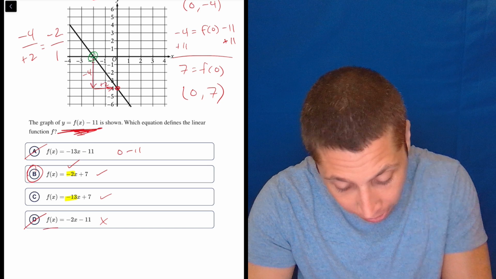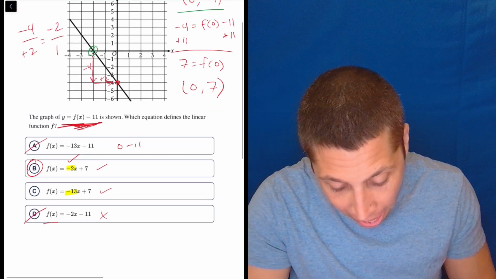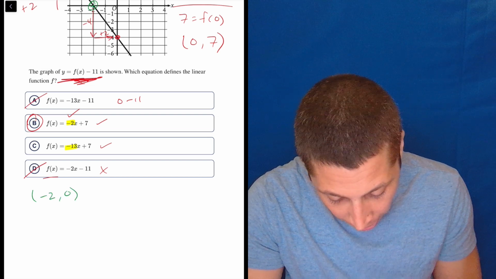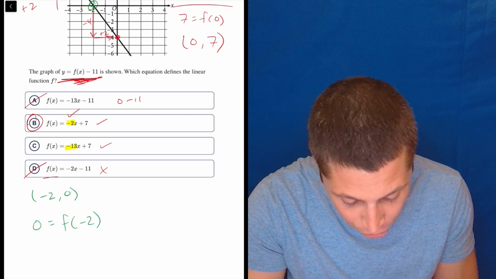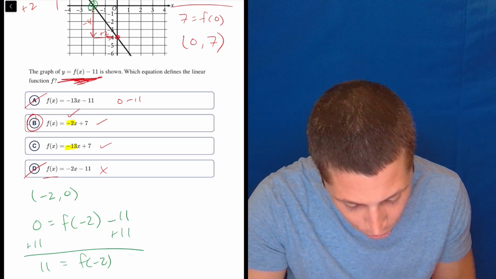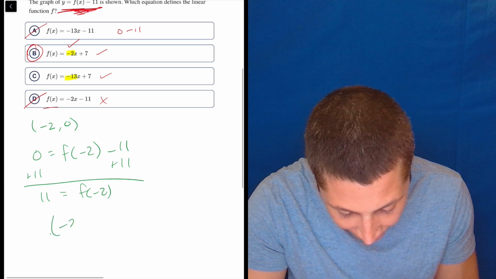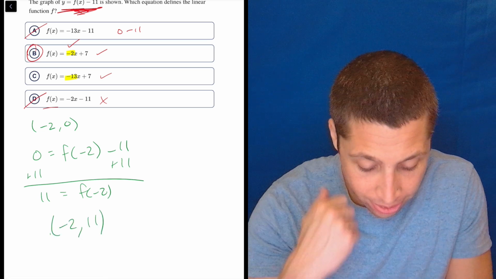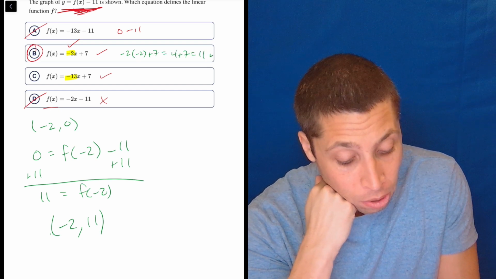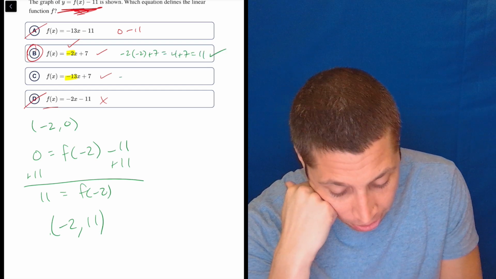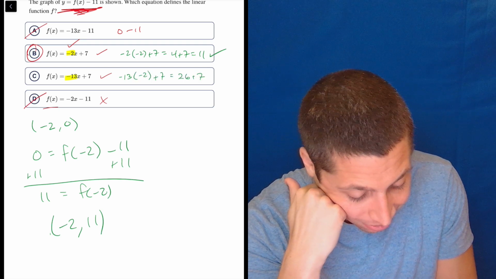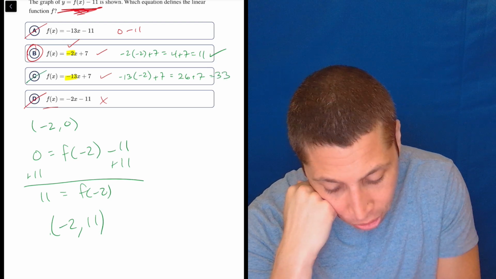But we don't have to do that. We have another point right here, right? So what if we did the same thing we did up here down on another point? So that would be the original point now is (-2, 0). And we would say 0 is equal to f of -2 minus 11. Add the 11, add the 11. So 11 is equal to f of -2, which means we're dealing with the point (-2, 11). And if we put that in, -2 times -2 plus 7 is 4 plus 7, which is 11. So that works, but let's try C. -13 times -2 plus 7 is 26 plus 7. So that's what, 33, way too high.